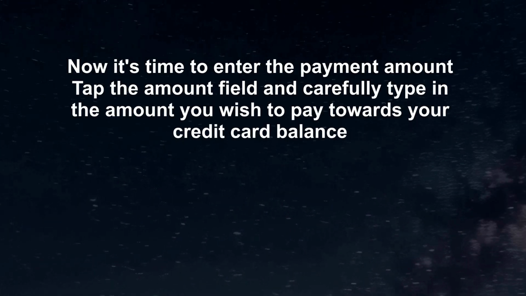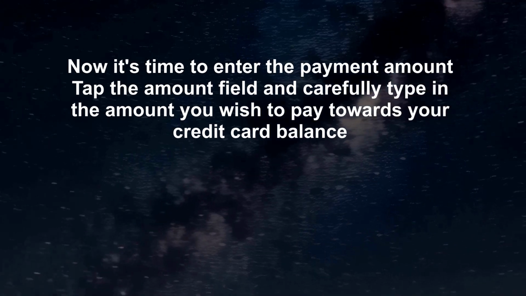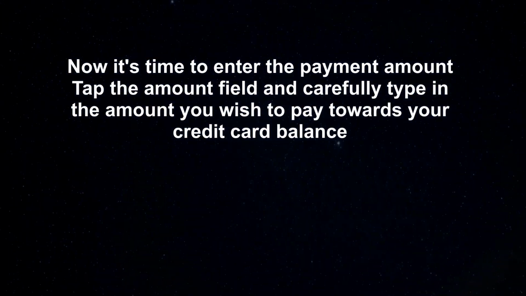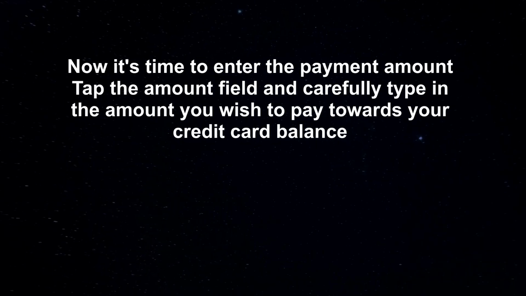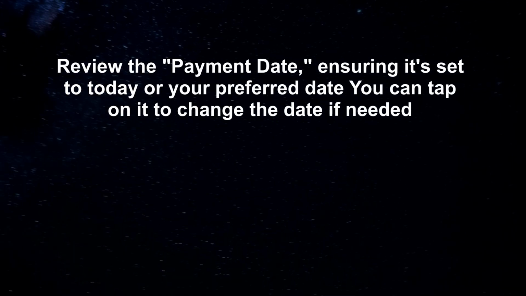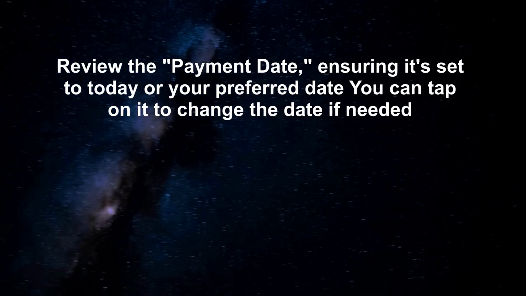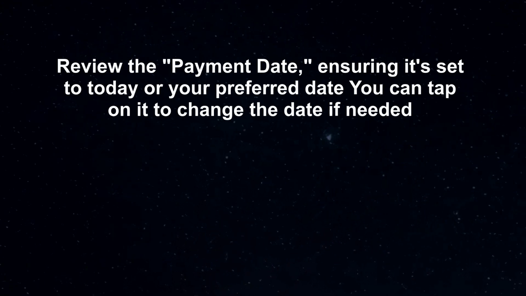Tap on it. Now it's time to enter the payment amount. Tap the amount field and carefully type in the amount you wish to pay towards your credit card balance. Review the payment date, ensuring it's set to today or your preferred date. You can tap on it to change the date if needed.